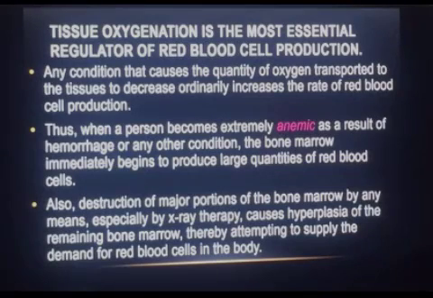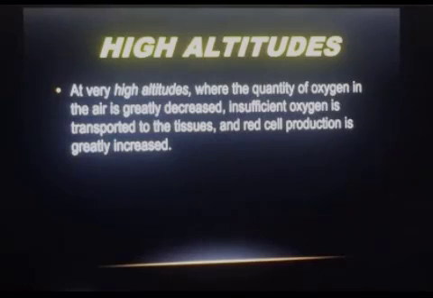bone marrow suppression. High altitude plays a very vital role in the production of RBCs, because at high altitude there is insufficient oxygen. Due to this insufficiency, less oxygen is transported to the tissue and red cell production is greatly increased. Here, for the production of red blood cells, oxygen is an inducer factor which causes induction or production of the RBCs.